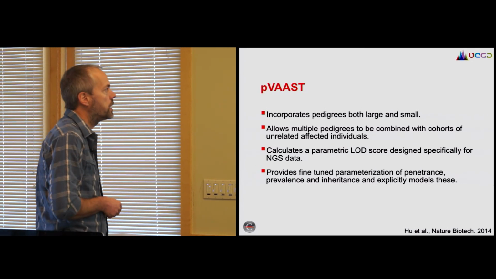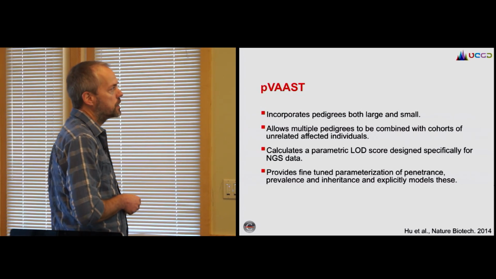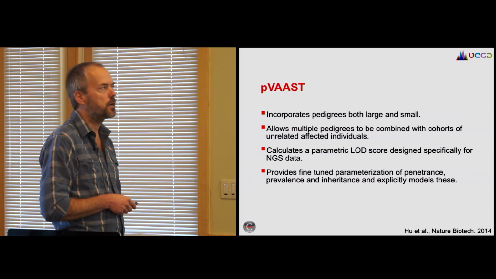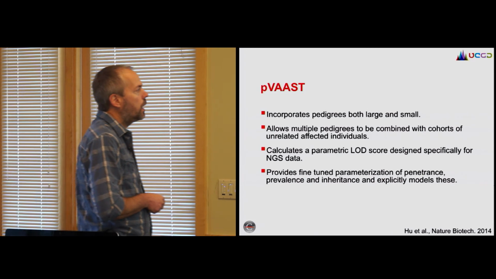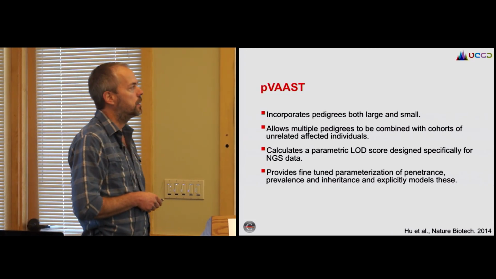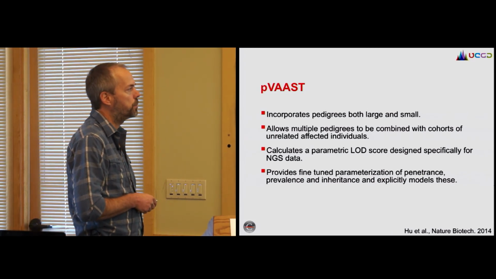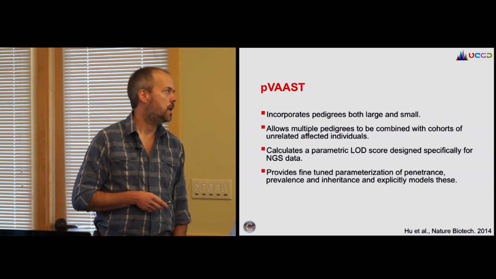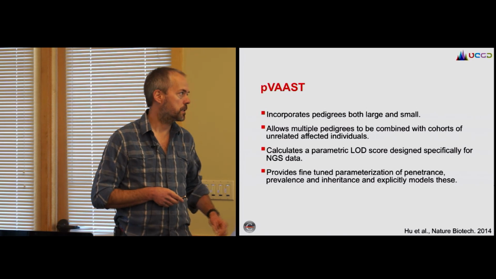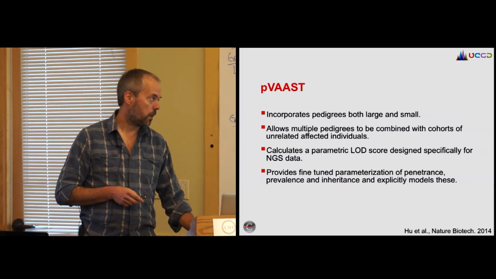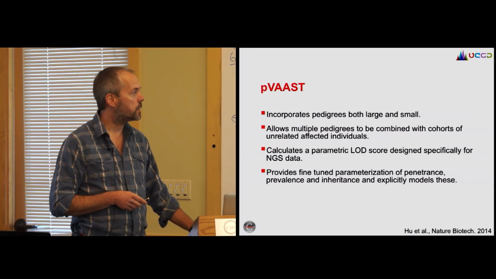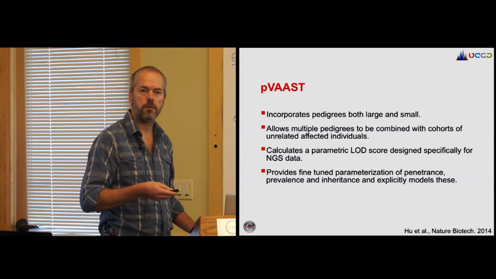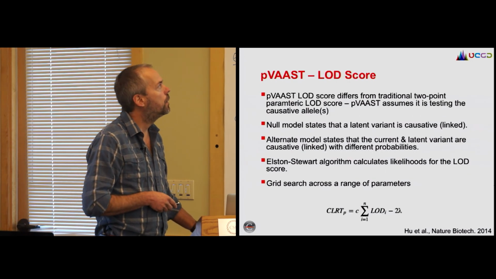pVAAST calculates a parametric LOD score that's designed specifically for next generation sequence data. And it also provides quite a number of fine-tuned parameters for things like penetrance, disease prevalence, and inheritance. And those are explicitly modeled in the case of pVAAST because we have information about how the individuals are related to each other.